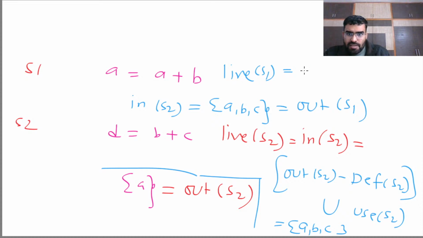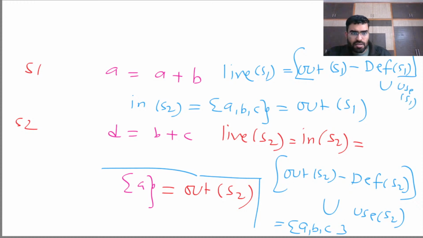So what will that be? That will be out of S1, out of S1 minus what we are defining at S1, union what we are using at S1. Okay, so this is the point, correct? This is the point. Now what will that be?